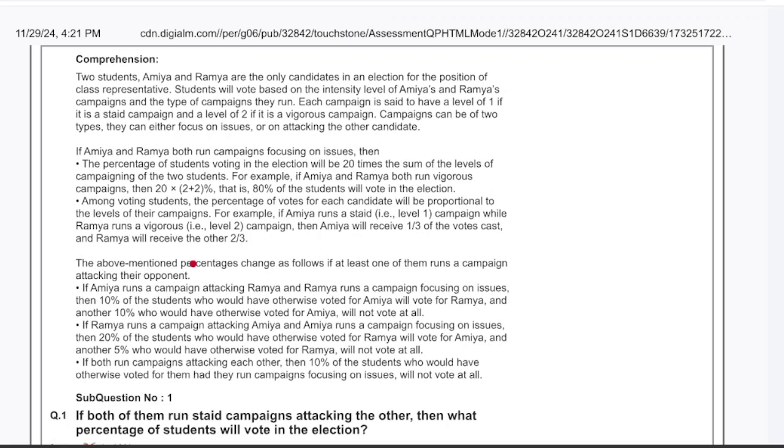CAT 2024 LRDI section. Like last year, this year also the CAT LRDI section was quite easy. We're going to solve the slot 1 puzzle 1 today.